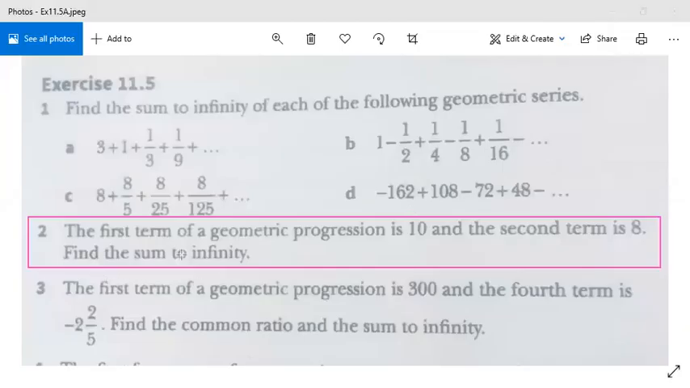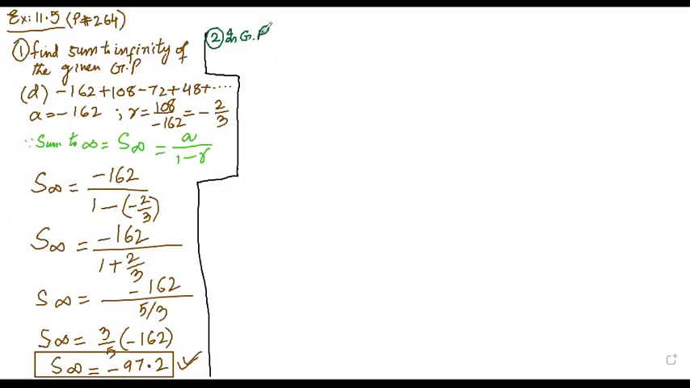Question number 2: the first term of a geometric progression is 10 and the second term is 8. Find the sum to infinity. So in the given GP, the first term is A equal to 10 and the second term, T2, is given as 8. So we can find the common ratio by dividing the second term by the first term. So R will become 4 upon 5.